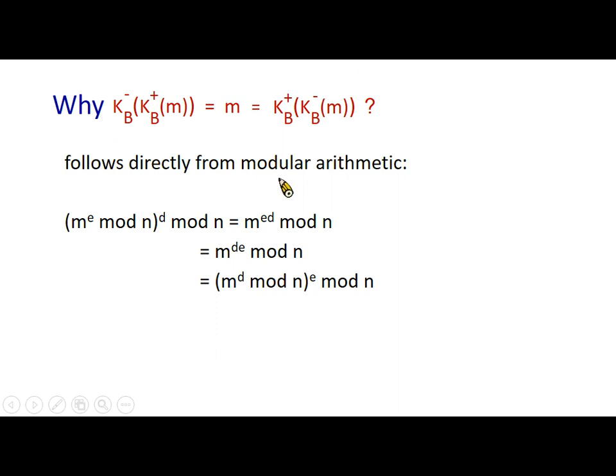Why is it the same? Following the directive from modular arithmetic, we can see M^E mod N, then to the D, mod N. So you can see M^D applied here, M^(ED) mod N. M^(ED) we can change to M^(DE) mod N. So M^D mod N and the E applied here, mod N. That's why we can see here that (M^E mod N)^D mod N equals (M^D mod N)^E mod N.